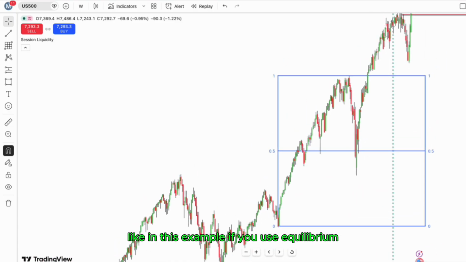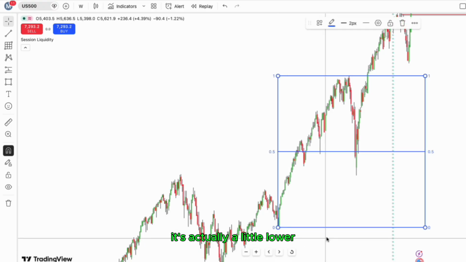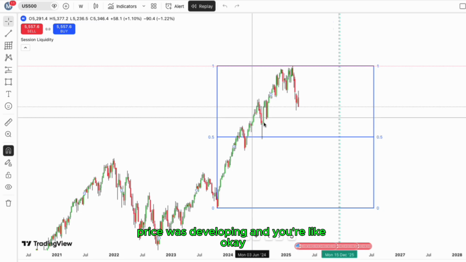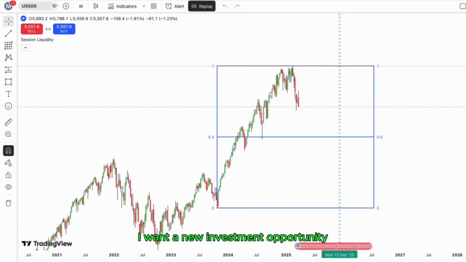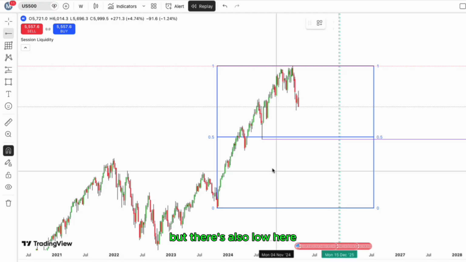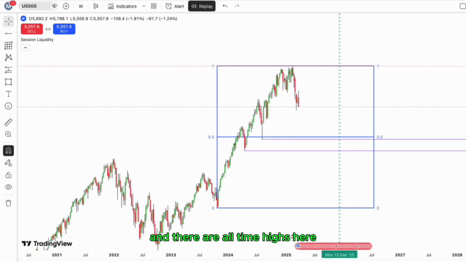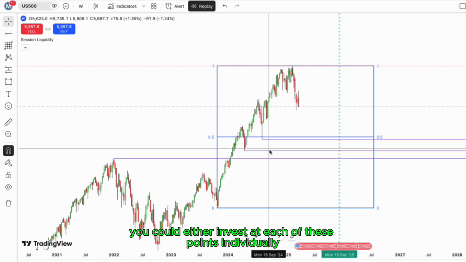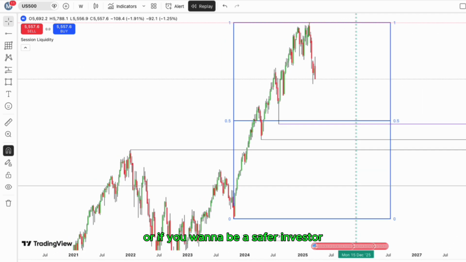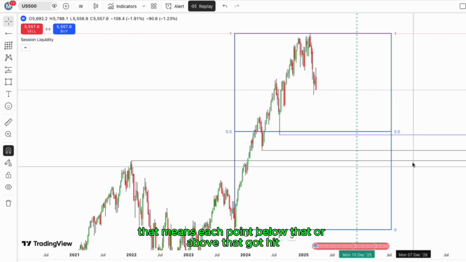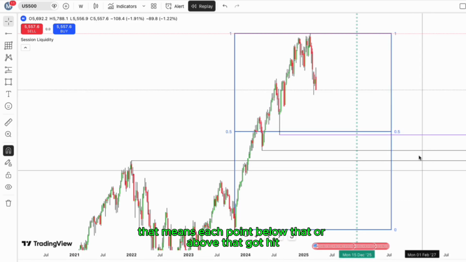Like in this example, if you used equilibrium, it's actually a little lower, from this low to this high, price was developing and you're like, okay, I want a new investment opportunity. You could look at this and see equilibrium aligns with the weekly low, but there's also a low here, and there are all-time highs here. So what you could do is you could either invest at each of these points individually, or if you want to be a safer investor, you could have waited for the last point to get hit, because if the last point got hit, that means each point above that got hit.